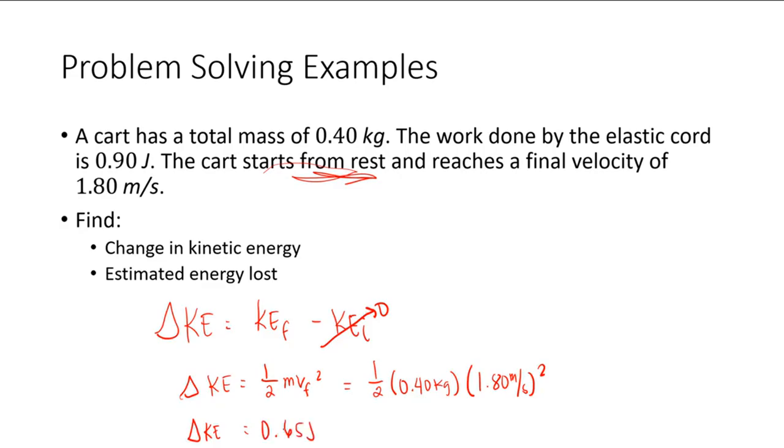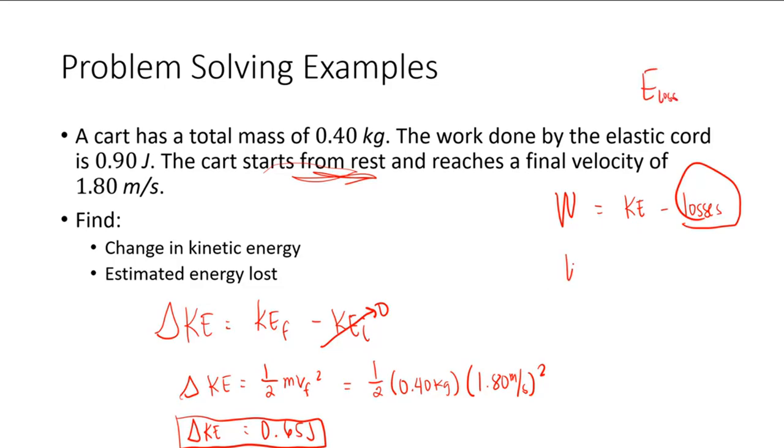0.65 joules. Okay, so that would be the change in kinetic energy. And then for the estimation of the energy loss, again, please take note that the work is equal to the kinetic energy minus the losses. So you have to find this energy loss. Let's represent that energy loss as E loss in our formula. So work is equal to kinetic energy minus your E loss. And then we just have to transpose your E loss there and your kinetic energy to the other side.